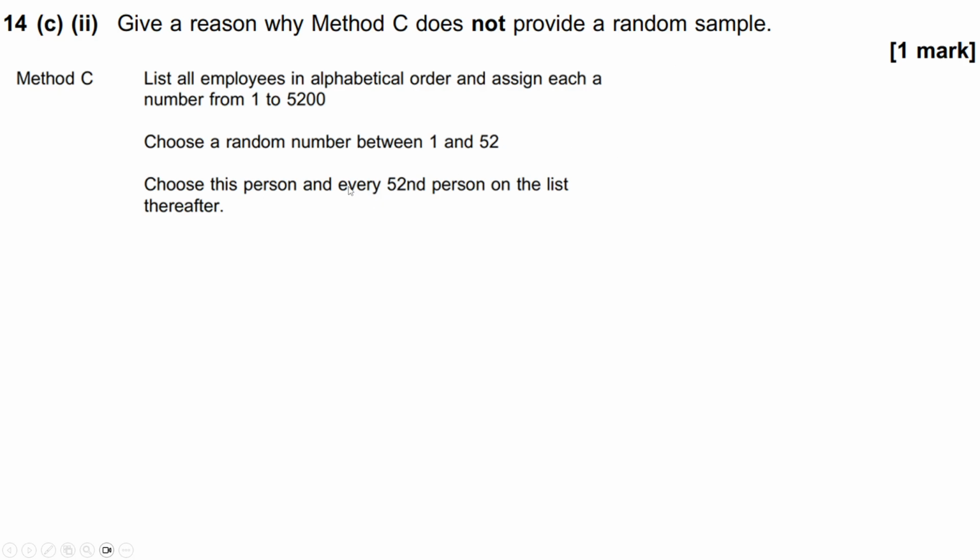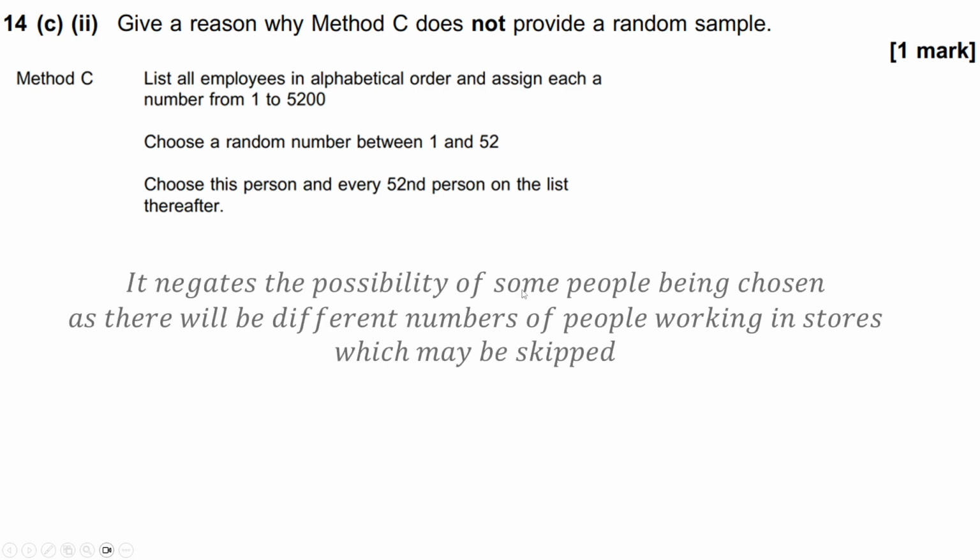It's because, as I've already explained, it negates the possibility of some people being chosen. That's what I've said here. Because if you say you have 30 people at one store and you choose say the random number to be 50, you could just miss out some people. So it's not random if you're going to be just missing out people completely.